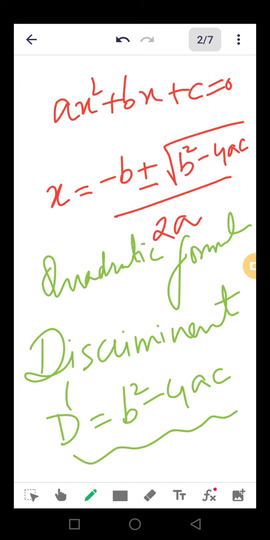This a, b, c in the formula are nothing but the coefficients of x square, coefficient of x, and the constant. Every equation will have this a, b, c. You should take those values and just put them in the formula. You'll get the roots of the equation. In place of b square minus 4ac, we can also write D. So this D is called discriminant.